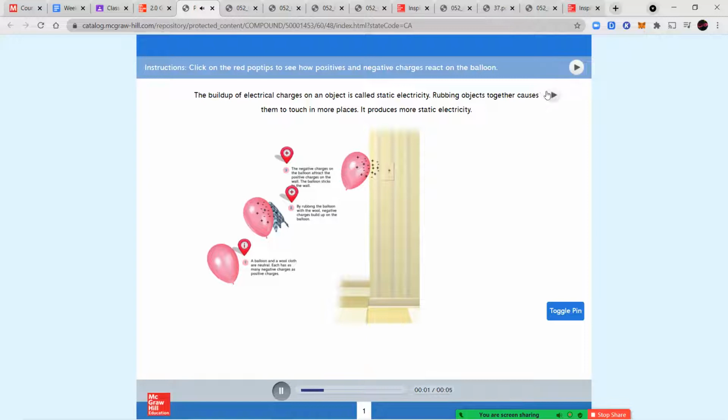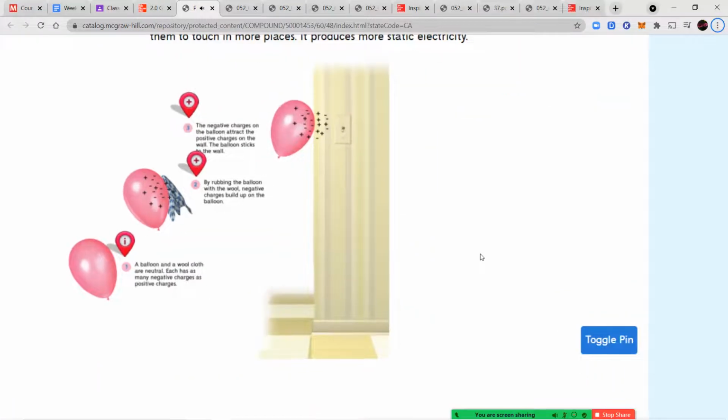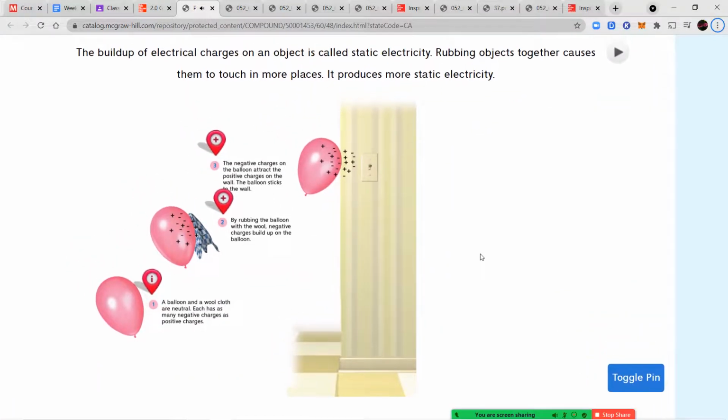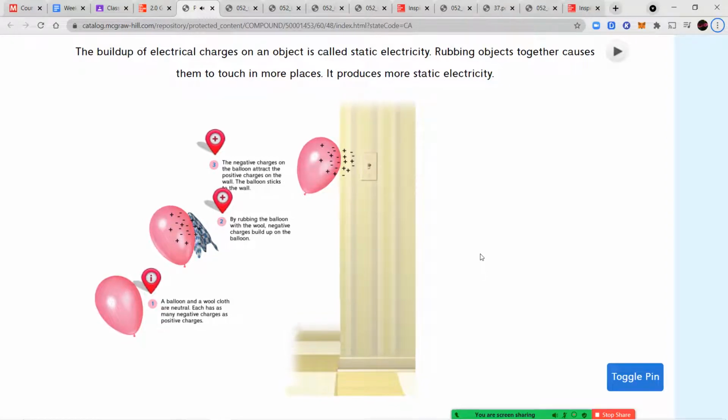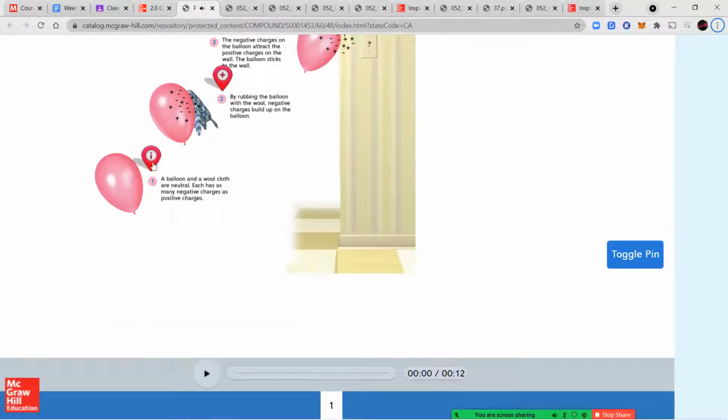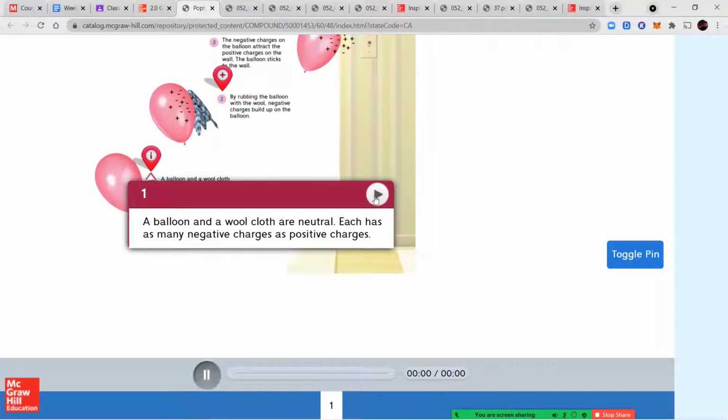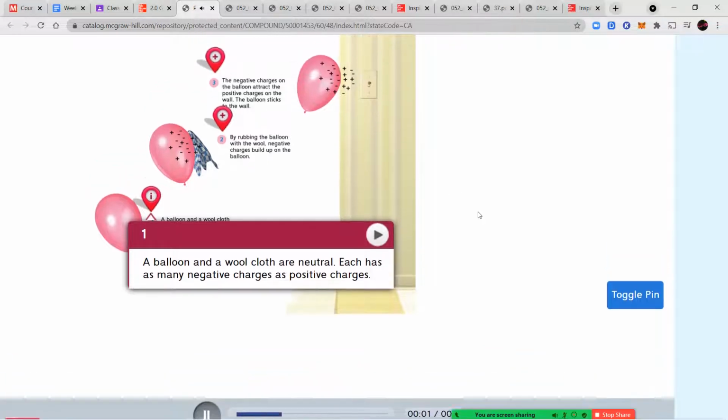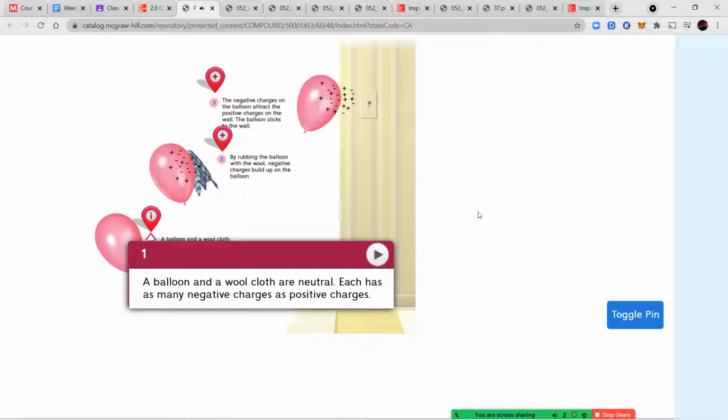Click on the red pop tips to see how positive and negative charges react on the balloon. The buildup of electrical charges on an object is called static electricity. Rubbing objects together causes them to touch in more places. It produces more static electricity. A balloon and a wool cloth are neutral. Each has as many negative charges as positive charges.